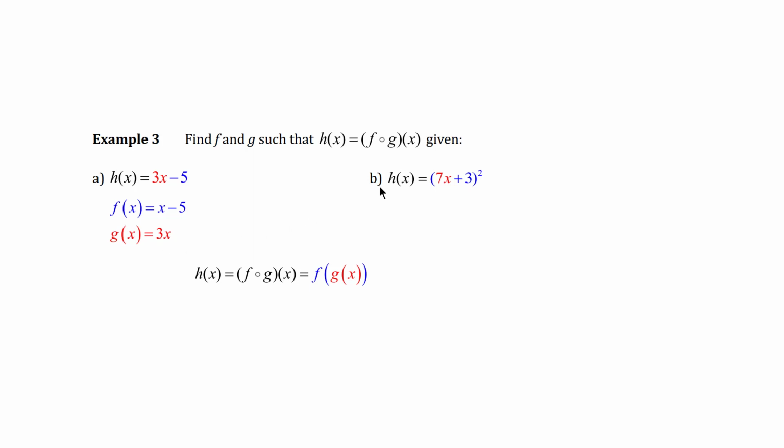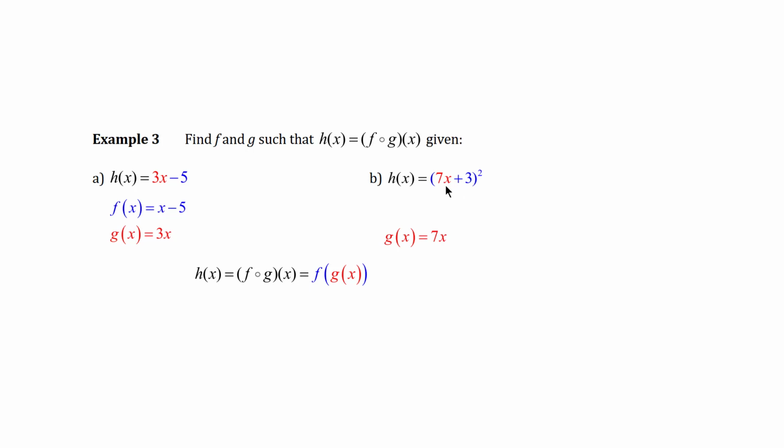For part B, we have h of x equals parentheses 7x plus 3 squared. So again, we need to find two functions, f of x and g of x, such that when we do the composition f composed of g of x, we get the function for h of x. So there's actually more than one way to do this problem, but the first way I'm going to start off by making g of x 7x. So notice here in the function h of x, I highlighted 7x in red and the rest of the function in blue. Again, 7x is going to be my g of x.